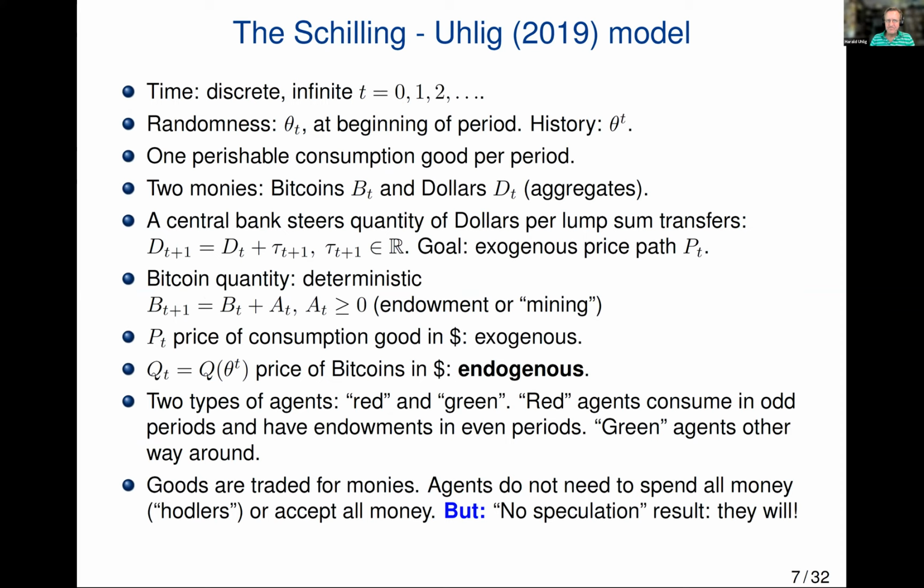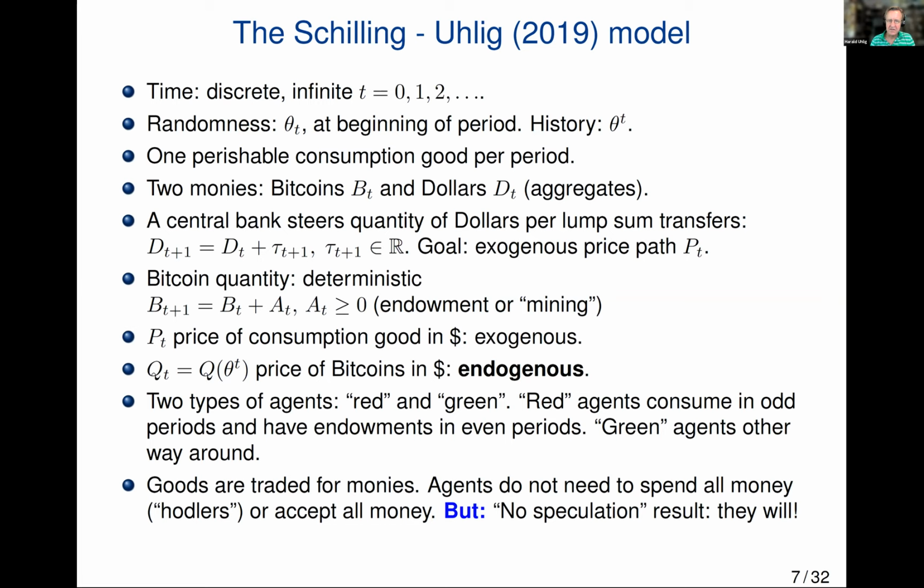So time is discrete, infinite. There's randomness drawn at the beginning of each period. There's one perishable consumption good per period, and there are two monies. We call them Bitcoin and dollars, and those are the aggregates. And there's a central bank that steers the quantity of dollars by making lump sum transfers to agents. So there are these tau t plus one, and they can just increase the quantity of dollars or decrease it. And these are just helicopter drops.